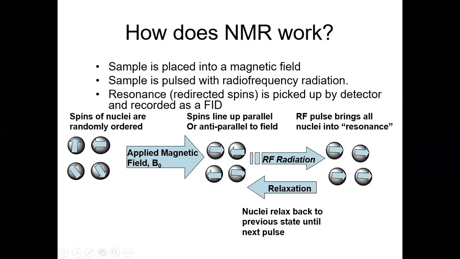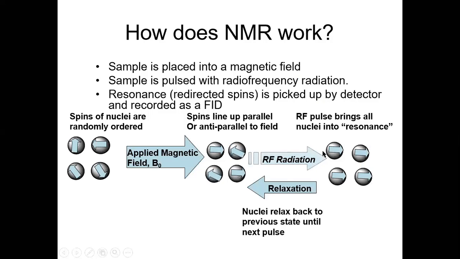Put them into the magnetic field, and then some line up with it, some line up against it. And then the purpose of the radiation is to get the ones that are lined up against the field to line up with the field. All right. And so when you pulse it, it causes those proton nuclei that are against the field to line up with the field. So that's what this is showing here.